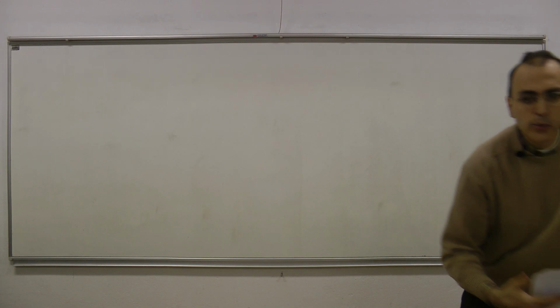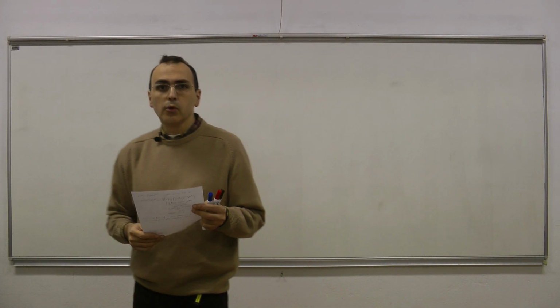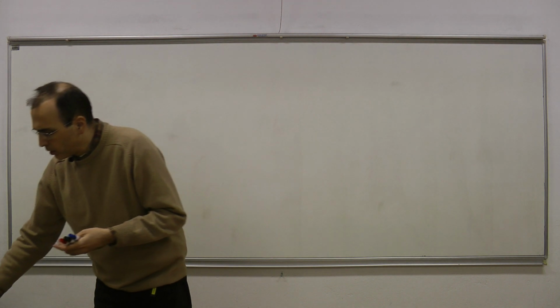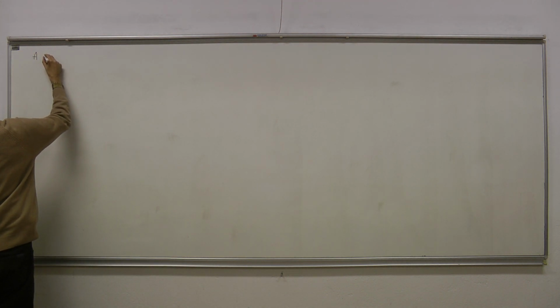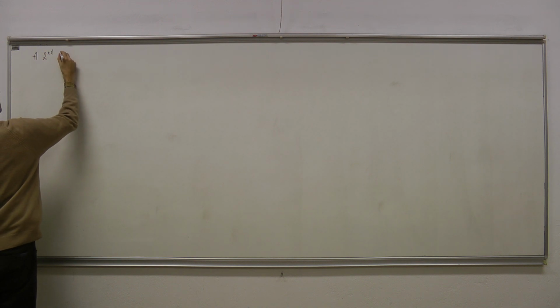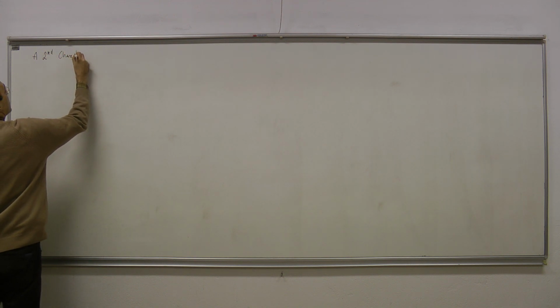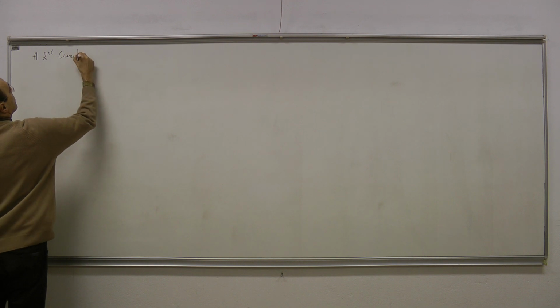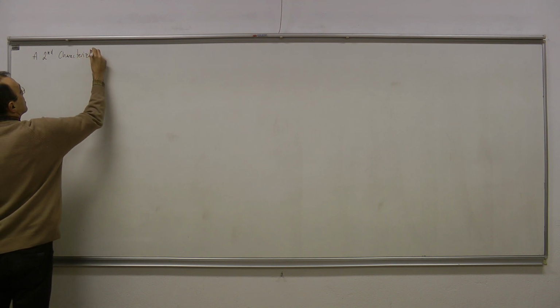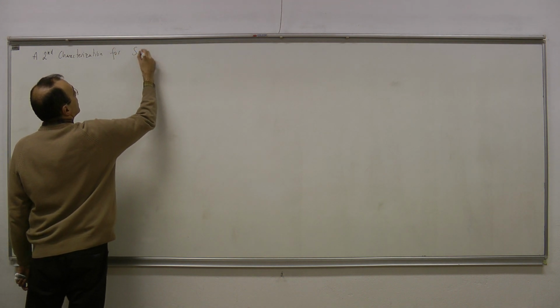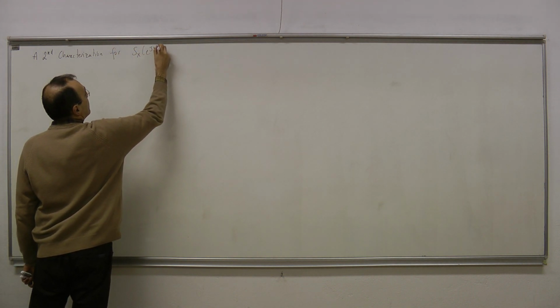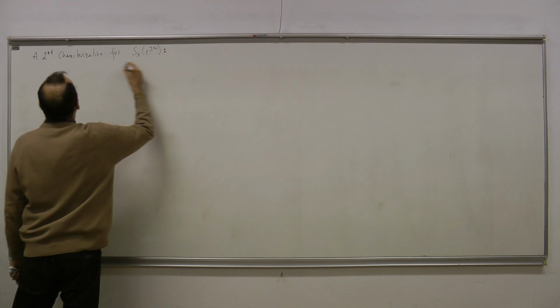Okay, I would like to give a second characterization for power spectral density. So let's get started. A second characterization for, let's say, S_x(e^{jω}). So what was our previous characterization?